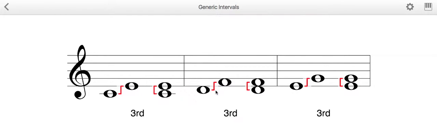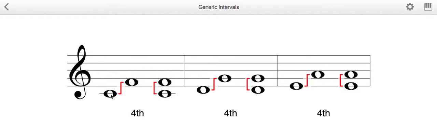Same thing for D to F. Here's a melodic third, D to F, and a harmonic third. Counting up from D, starting on D, 1, 2, 3. E to G, same thing, 1, 2, 3. It's a third. So thirds will always be either line to line or space to space.